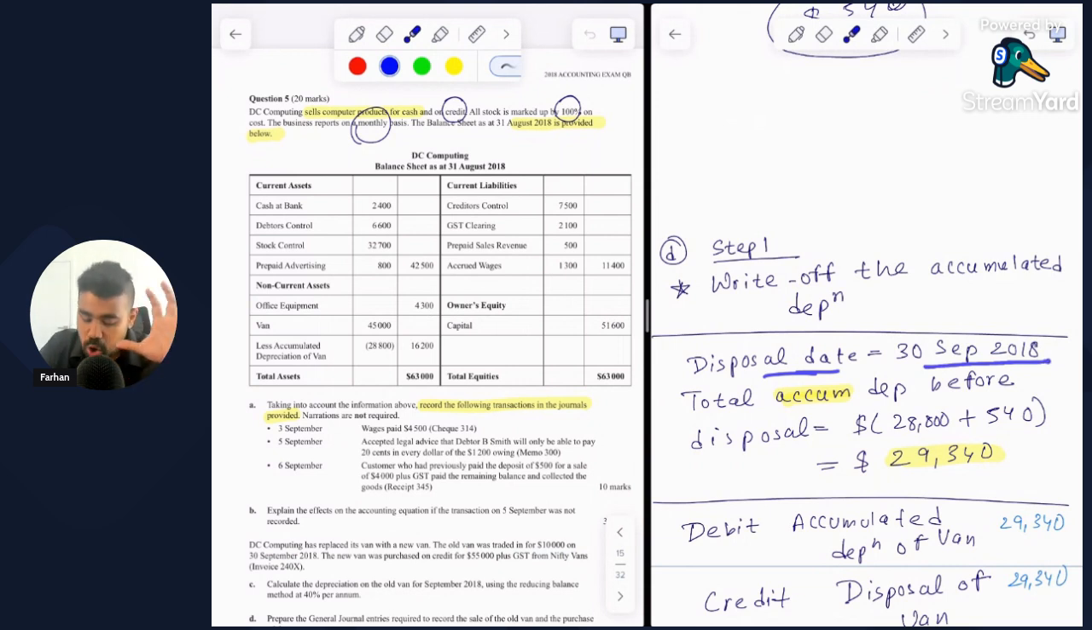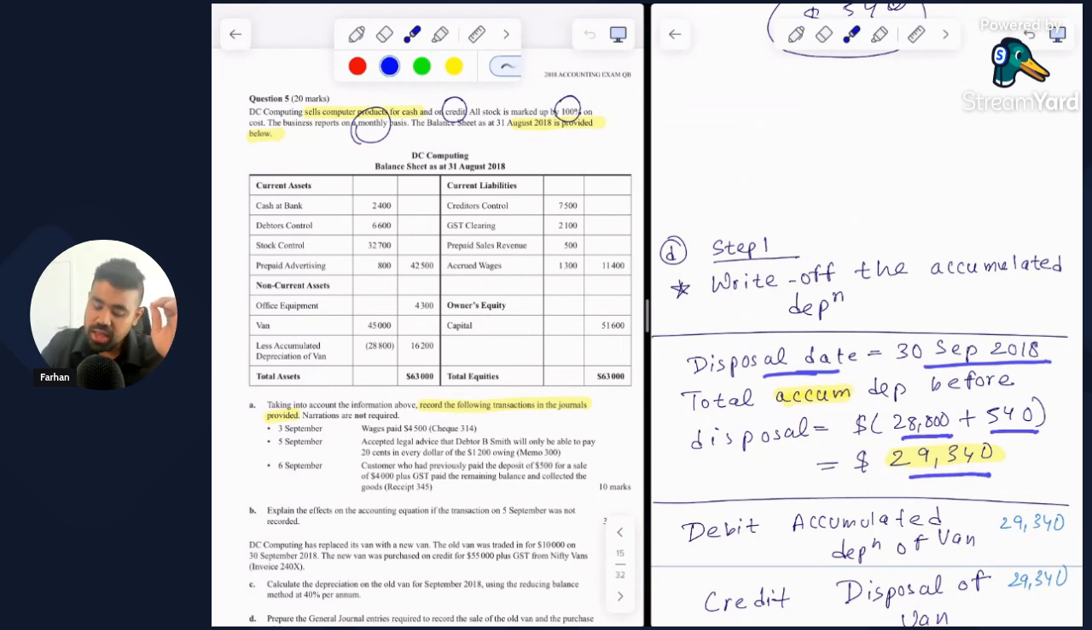Now, what is the total accumulated depreciation up to 30 September 2018 for this old van? Originally, we had $28,800 from 31 August 2018. And then for the month of September, we have calculated $540 from part C, right? So altogether, this adds up to $29,340. Now, once you have got the total accumulated depreciation right up to the disposal date, what you're going to do, you have to write this off or remove it from the books.